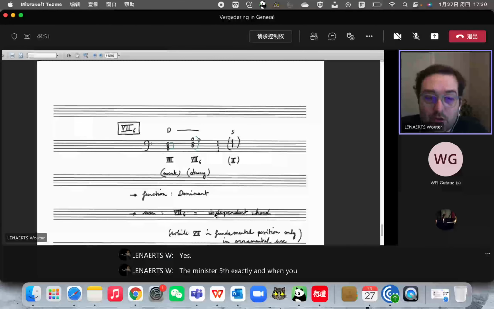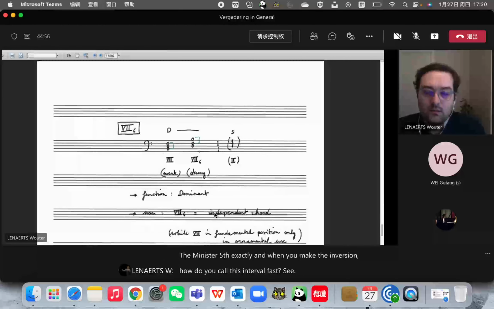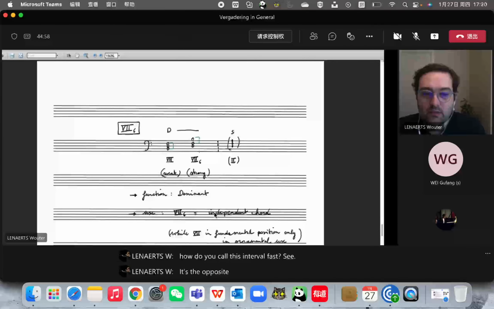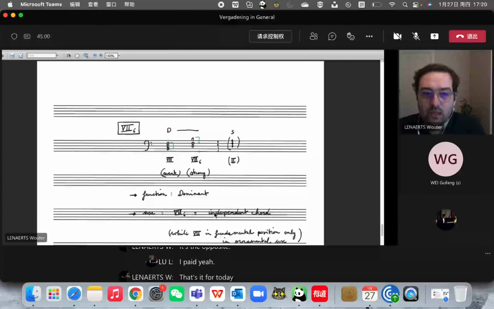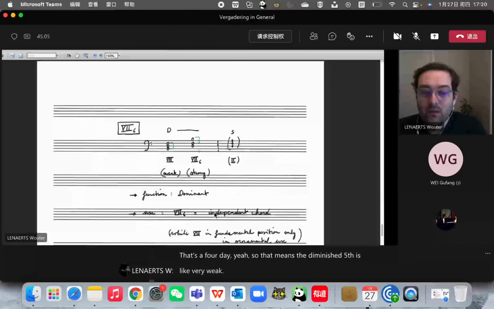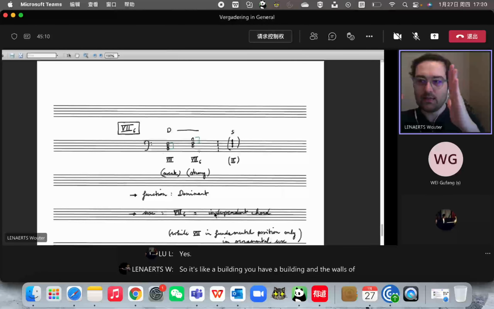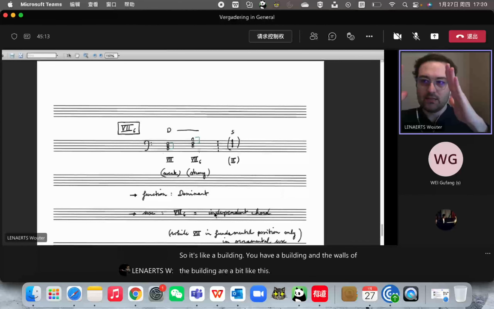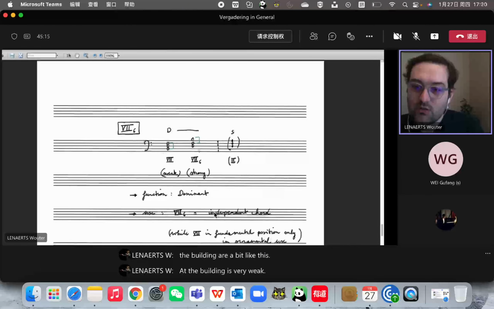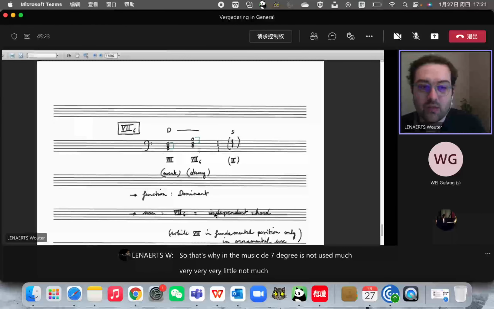And when you make the inversion, how do you call this interval? Fa, Si? Augmented fourth. It's the augmented fourth. Yeah. So that means the diminished fifth is very weak. It's like a weak building. You have a building, and the walls of the building are a bit like this. And the building is very weak. So that's why in music the 7th degree in fundamental position is not used much. Very, very little, not much. So that's why we never spoke about it.